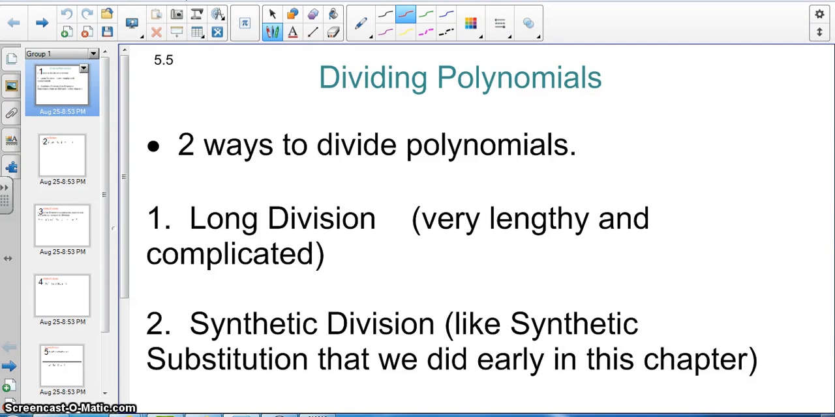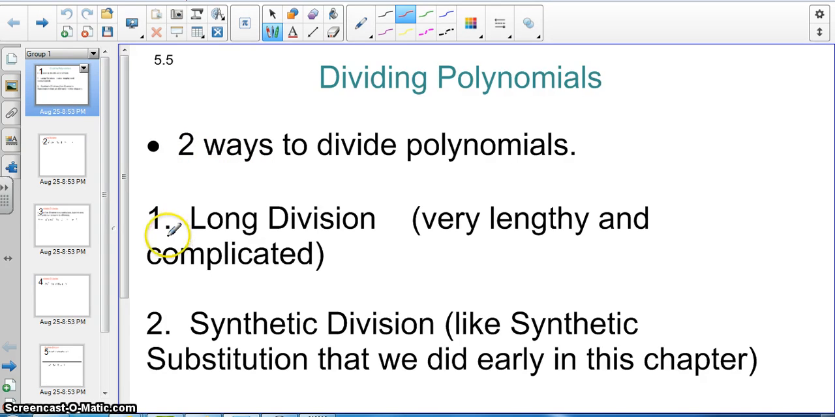Hello. Today we're going to go over dividing polynomials. We've done a lot of things with multiplying polynomials where we FOILed or distributed. We added polynomials where we combined like terms and subtracted them. Dividing polynomials, there's two ways we can divide them.